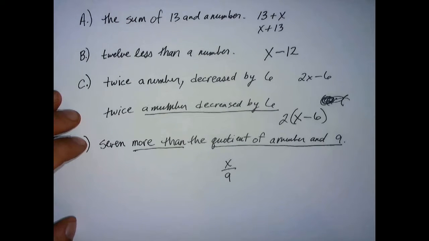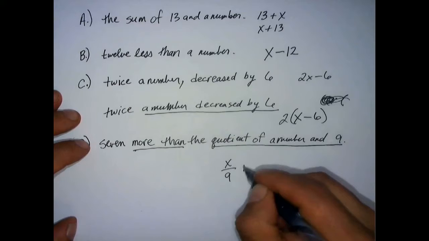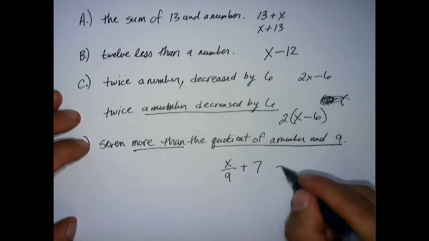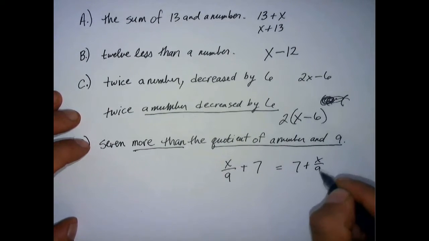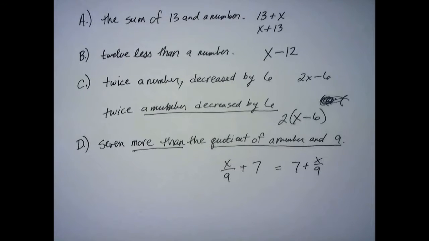And you would do divide first, right? Because the order of operations says do divide first. And then you could add 7. Or you could do 7 plus x over 9. Either way, because addition is commutative. So those are the same. Okay? Moving right along. I don't think I have any more good examples.